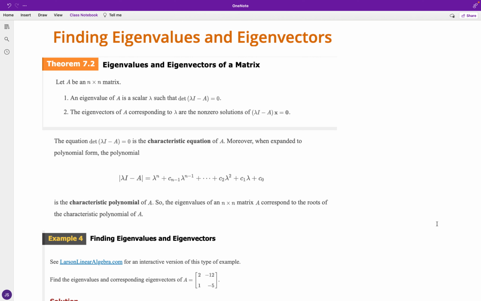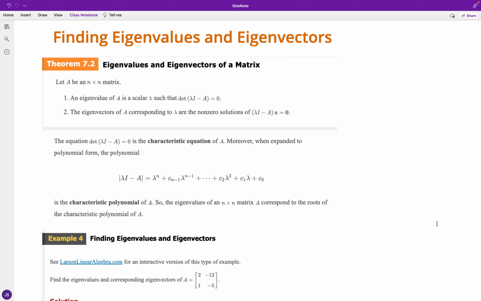Okay, now for finding eigenvalues and eigenvectors. By Theorem 7.2, for eigenvalues and eigenvectors of a matrix, let A be an n by n matrix. First, an eigenvalue of A is a scalar lambda such that the determinant of lambda times the identity matrix I minus A is equal to 0. Second, the eigenvectors of A corresponding to lambda are the non-zero solutions of lambda I minus A, quantity times the eigenvector x, equal to 0.